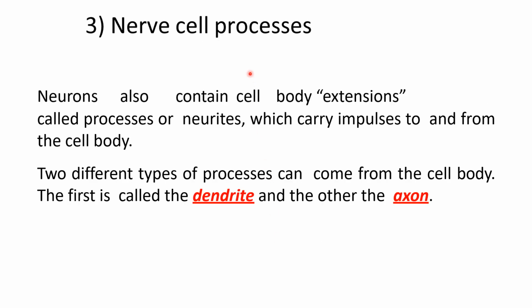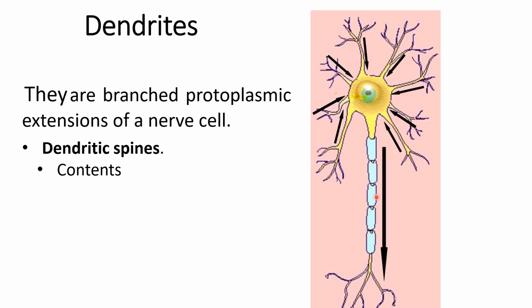Next, the key points about the nerve cell processes. Nerve cell processes are the extensions from the cell body. There are two types of cell process. One is called a dendrite or dendron and the other is called an axon. Next we have to mention the dendrite or dendron. They are the branched protoplasmic extensions of a nerve cell. This is the definition of a dendron.